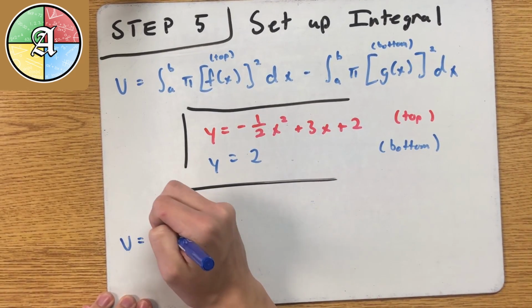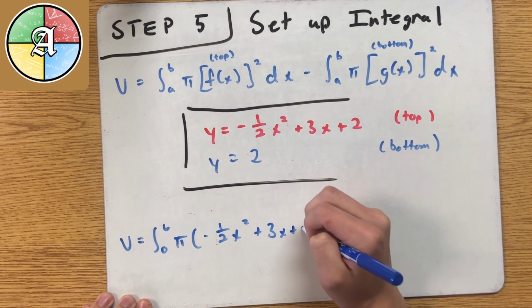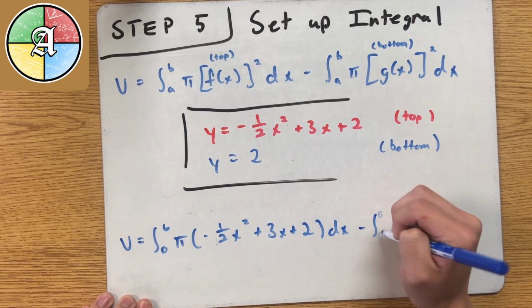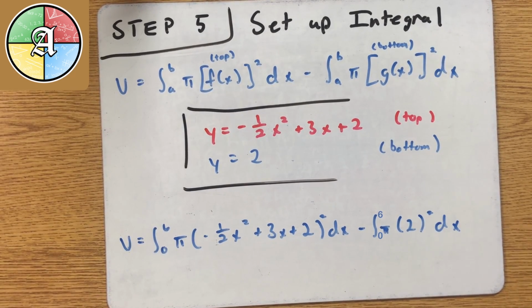Plugging these in, we get volume is equal to the integral from 0 to 6 of pi times -1/2 x squared plus 3x plus 2 quantity squared dx, minus the integral from 0 to 6 of pi times 2 squared dx.